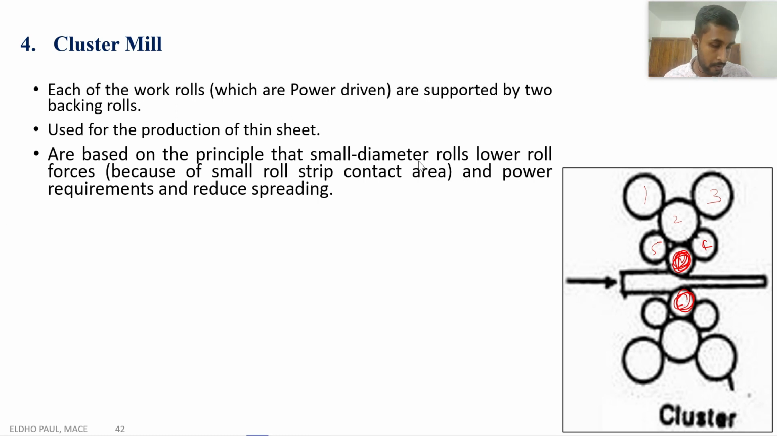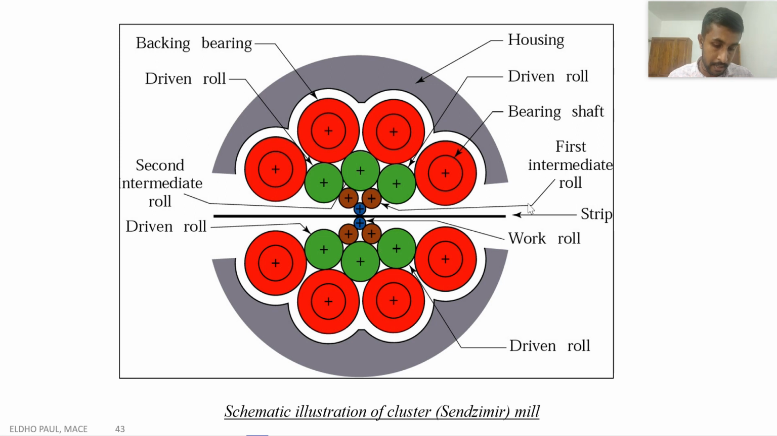All others are the higher diameter backup rollers to support the small diameter working roller. So this is also used for producing thin sheets. Here the force requirement can be reduced to a large extent. See this blue color one is the working rollers. All others are the backup rollers. Another name of this type of cluster mill is the Sendzimir mill.